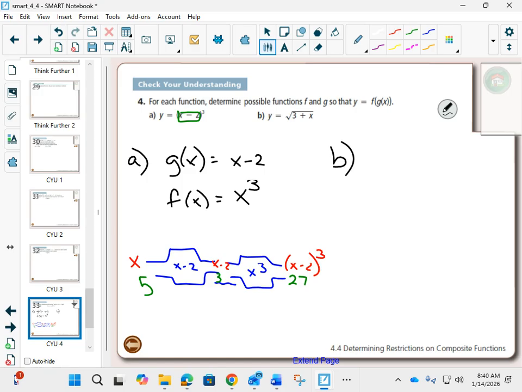For B, do you see the inside function and the outside function? Well, the inside function here is the 3 plus x. And then after you do the 3 plus x, what happens after that? You square root your answer, so your outside function is the square root of x.